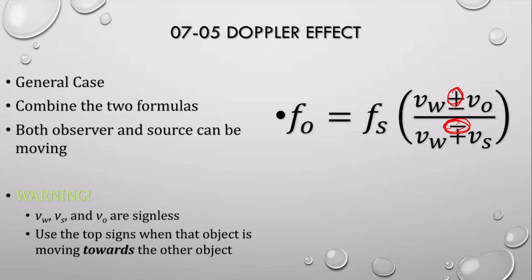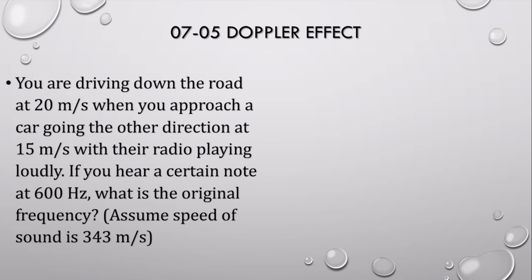So let's say you're driving down a road at 20 meters per second when you approach a car going the other direction at 15 meters per second with a radio playing loudly. If you hear a certain note at 600 hertz, what is the original frequency? Assume the speed of sound is 343. Alright, so that's the speed of the wave. We hear 600 hertz, so that's the observed frequency. We're looking for the source frequency.